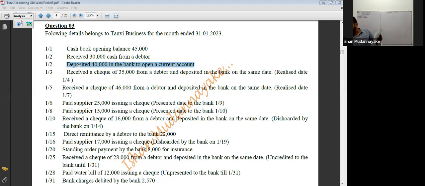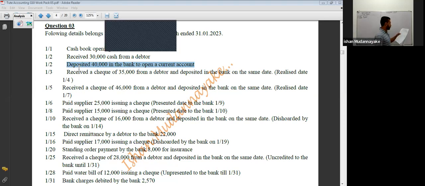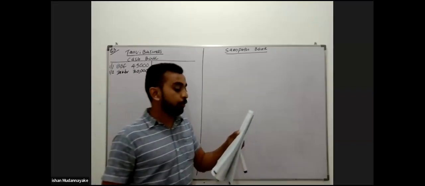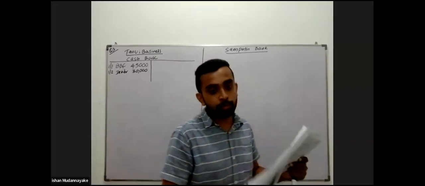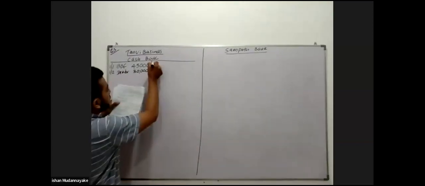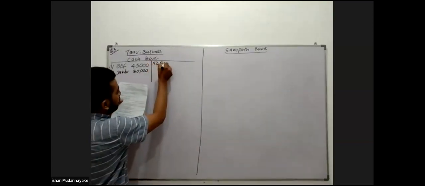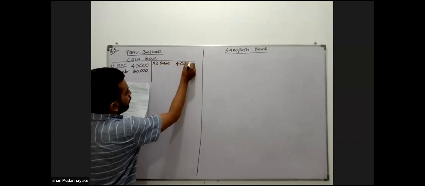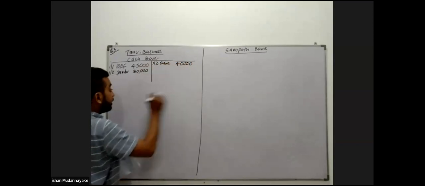Cash account credit, bank account debit. Here for the 12th transaction, cash book credit 40,000, bank account debit 40,000. Okay, double entry as cash book credit 40,000, bank account debit 40,000. Then 2nd January, bank 40,000. Then cash book credit here.